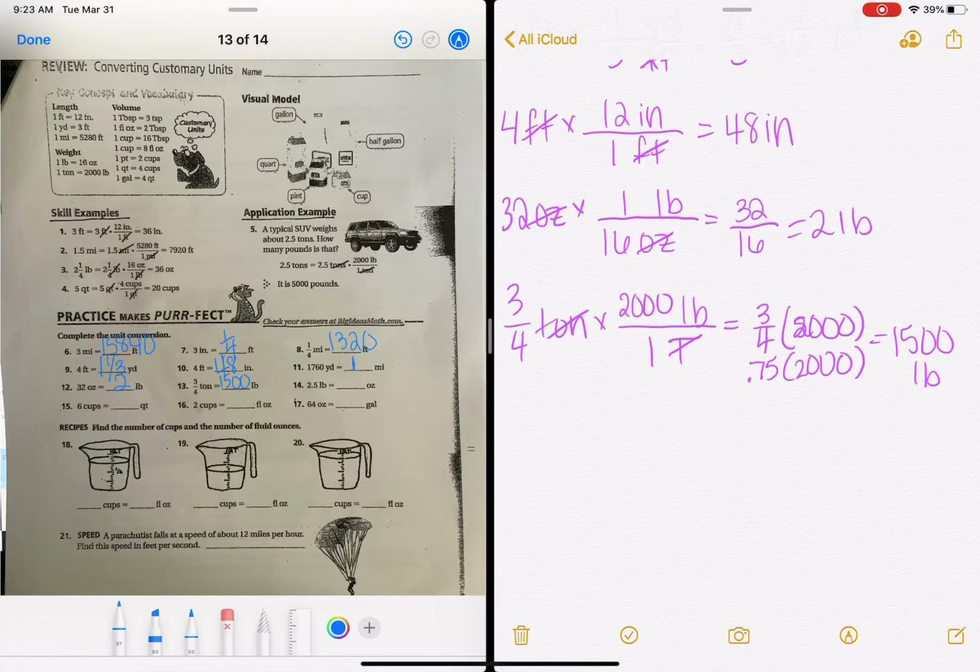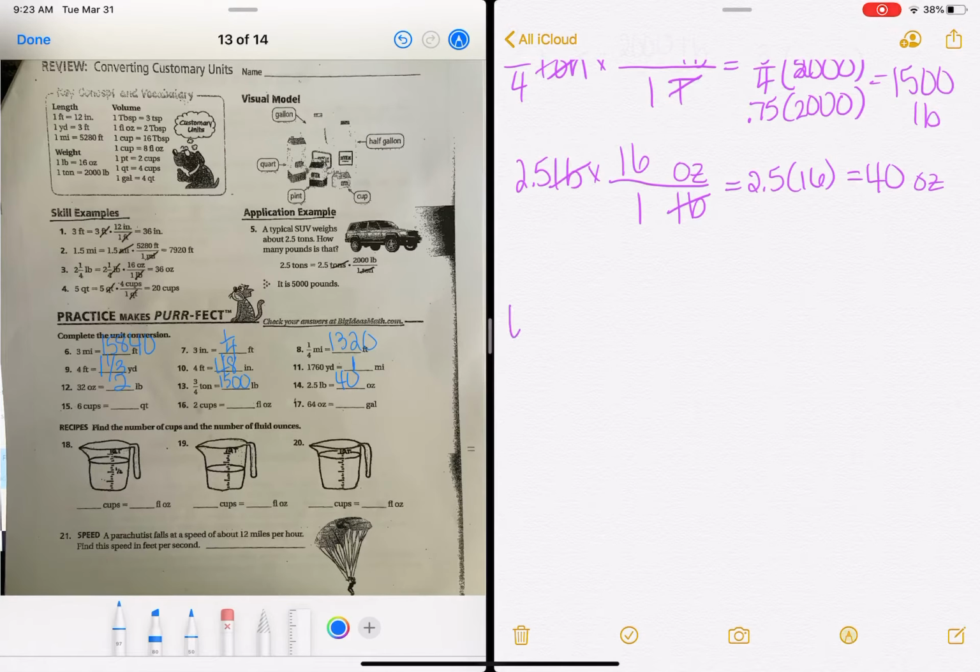Number 14, we have 2.5 pounds. We're changing to ounces. In 1 pound, there is 16 ounces. So we're going to multiply 2.5 times 16, which equals 40. So 2.5 pounds is 40 ounces.